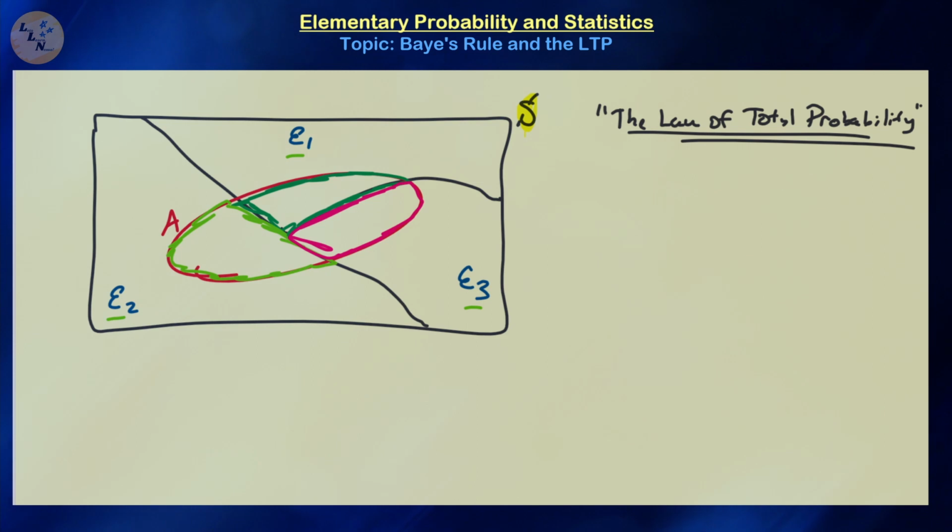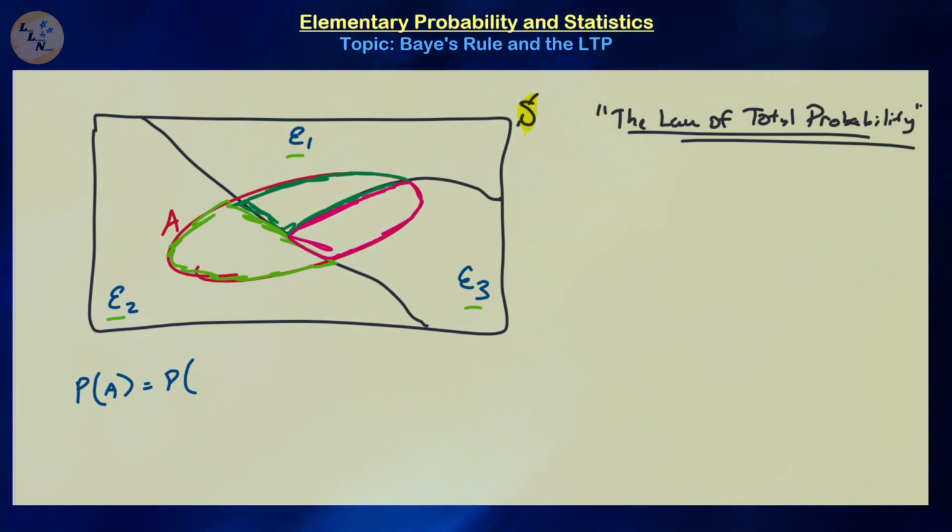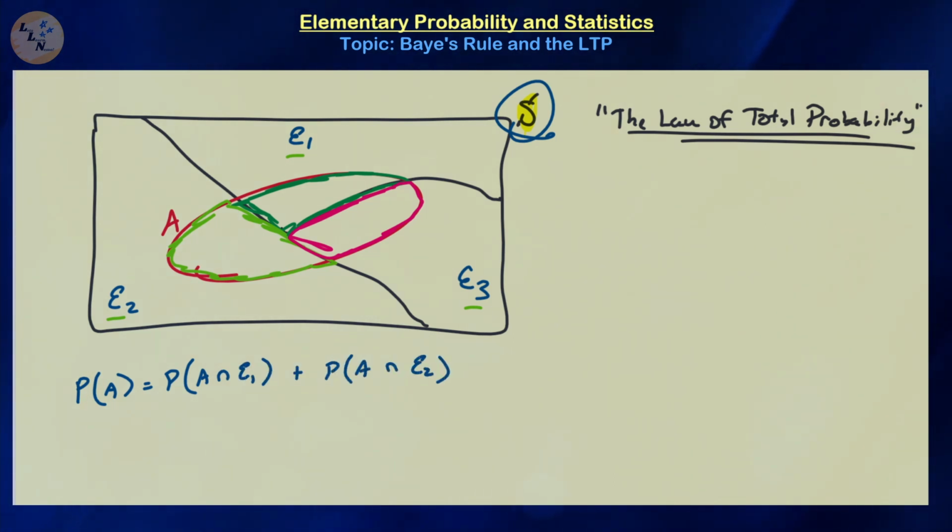So how would I represent that in set notation? So the probability of A should be equal to the probability, so keep in mind the probability of A is with respect to the original sample space, right? But let's assume I don't have those pieces. So what I can do is the probability of A intersection E1 plus the probability of A intersection E2 plus the probability of A intersection E3.